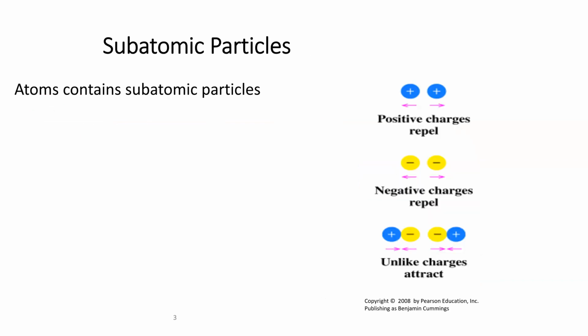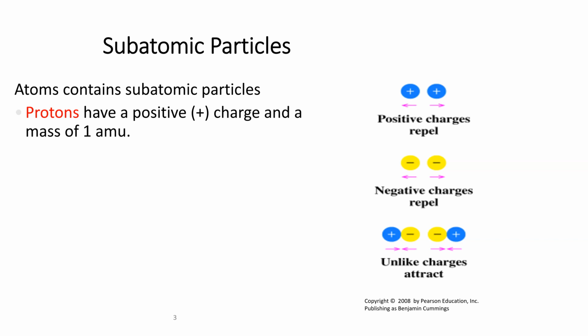Our subatomic particles: protons have a positive charge, as I mentioned, and a mass of 1 AMU. What's an AMU? It's a unit of mass specific to atoms. They're so small, and the mass is so ridiculously small, that they created their own unit system. So it represents atomic mass units, and that's basically the mass of the atom. That's what we use to represent atoms in terms of subatomic particles, which are your protons, neutrons, and electrons.